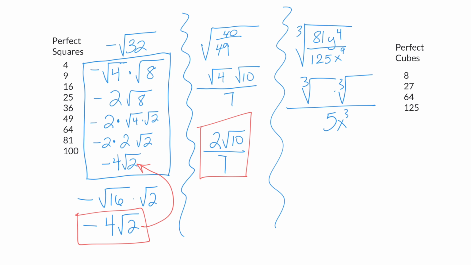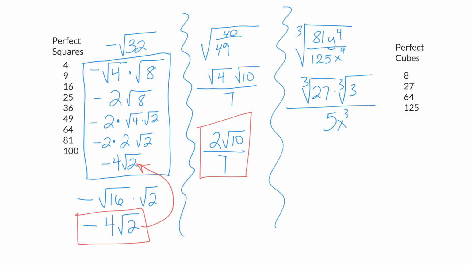A little trickier. I've got to find not a perfect square. Remember, I'm looking at perfect cubes now. I've got to find one of these numbers that goes into 81. You may find yourself kind of dependent a little bit on your calculator to find those. Actually, 27 will go into 81 3 times. So I'll put a 27 and a 3.